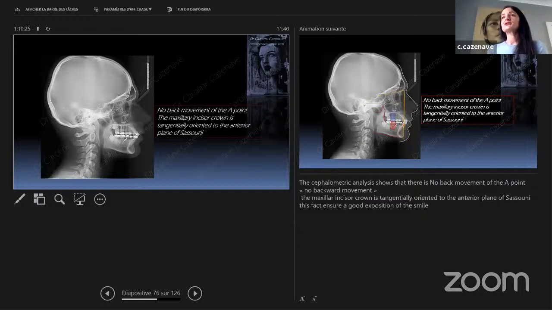The cephalometric analysis showed that there is no backward movement of the A point. The maxillary incisor crown is tangentially oriented to the anterior plane of Sassoon, and this fact can ensure a good exposition of the smile.